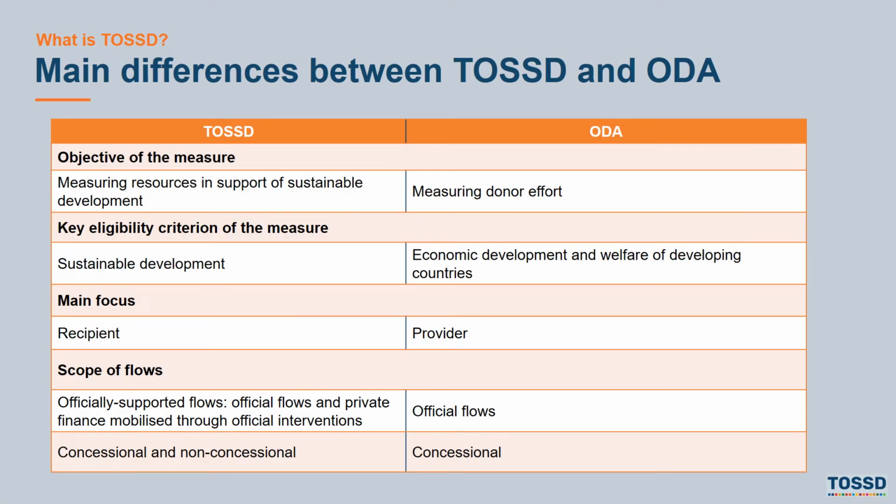There are several main differences between TOSSD and ODA. The objective of TOSSD is to measure the resources in support of sustainable development, while ODA measures donor effort. The key eligibility criterion of TOSSD is whether resources support sustainable development, while for ODA they must support the economic development and welfare of developing countries. Moreover, the main focus of TOSSD is on recipient countries, while ODA focuses on providers. In TOSSD, the scope of flows captured is broader than in ODA. TOSSD captures officially supported flows, which includes official flows, both concessional and non-concessional, as well as private finance mobilized through official interventions. In ODA, only concessional official flows are captured.